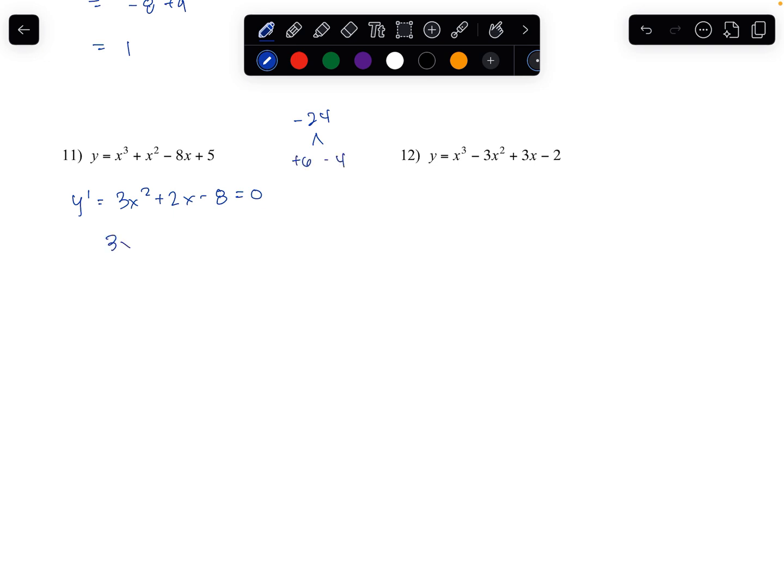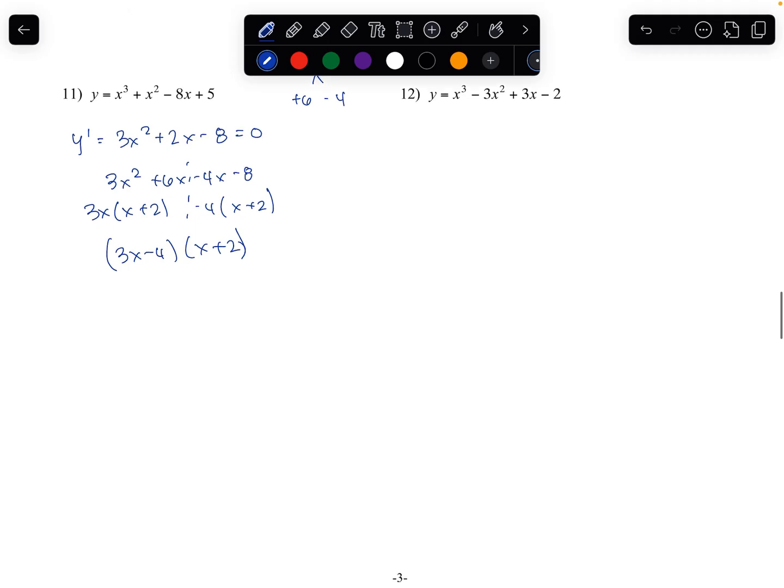So I get 3x squared plus 6x minus 4x minus 8. And I factor by grouping, so I can take out a 3x and I'm left with x plus 2. I can take out a negative 4 and I'm left with x plus 2. So then I get 3x minus 4 times x plus 2. I factored, that wasn't too bad. So then I can solve these for 0. That's going to be at x equals negative 2 and at x equals positive 4/3.